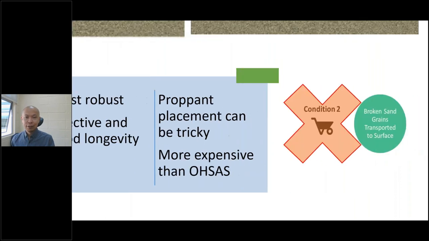If you look at the way we design, or the way the gravel pack is described here, you know that we are trying to prevent condition two from happening. We don't really care whether the sand fails or not, whether the sand is broken or not. We don't really care whether the stress is higher than the strength. Let's say that the formation is broken, but the gravel pack is meant to stop this broken sand from being transported to the surface. So we are preventing condition two here.